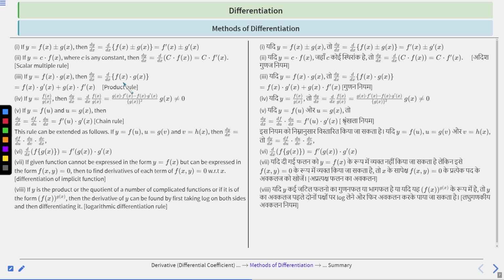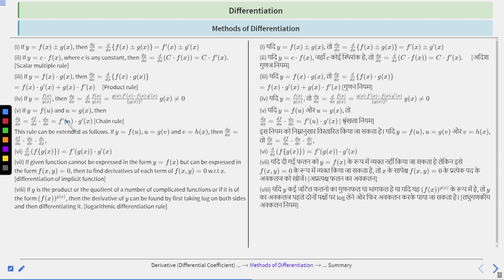Next one is the product rule. Let's see the product rule. If y is equal to f(x) into g(x), then dy by dx is basically d upon dx of f(x) into g(x), which can be written as: first you take f(x) out and differentiate g(x), plus then you take g(x) out and differentiate f(x). So it is equal to f(x) into g dash x plus g(x) into f dash x. It is called the product rule.